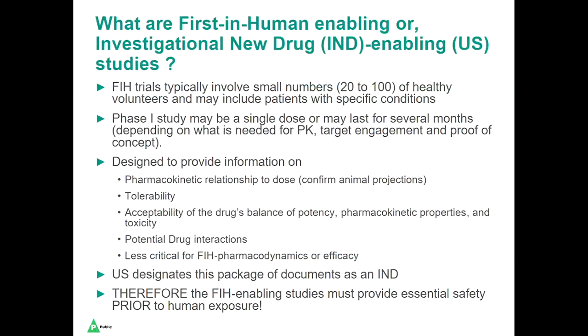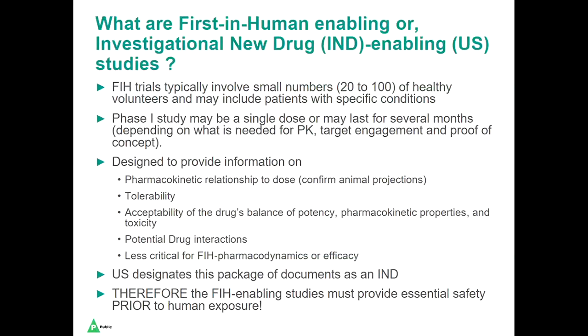They may be a single dose. They may be ascending doses. If you need, because of your target, to proceed for a longer period of time, you may see a first-in-human trial go for several months just to show that you have pharmacokinetics. These studies are designed for pharmacokinetics and for tolerability. They're not pharmacodynamics. So pharmacokinetics is how the body affects the drug. How is it absorbed? How is it metabolized? It's not there to show that you have an efficacious compound.